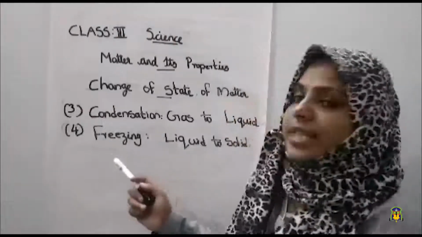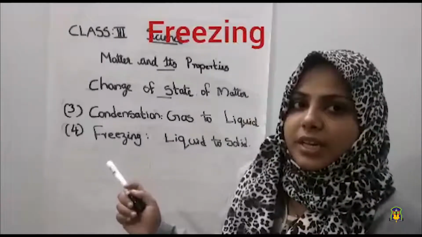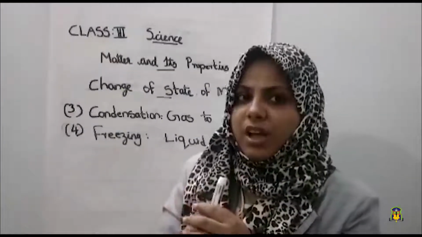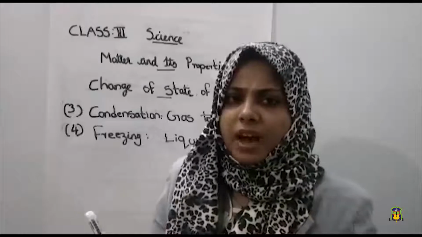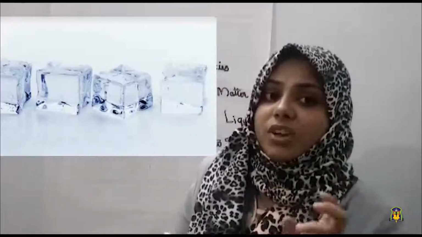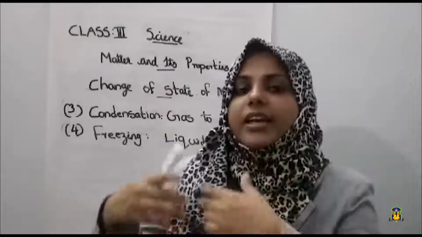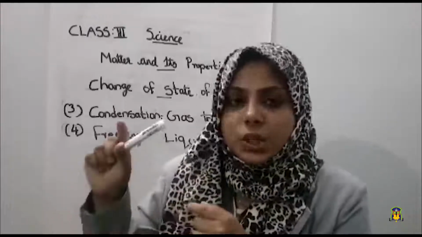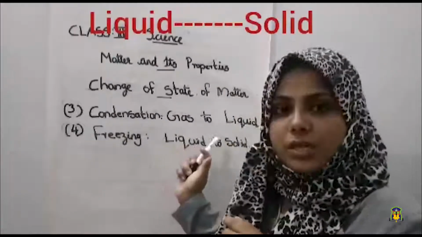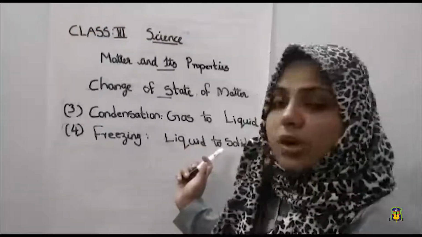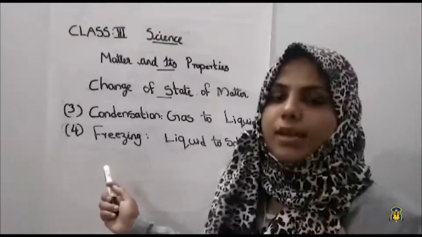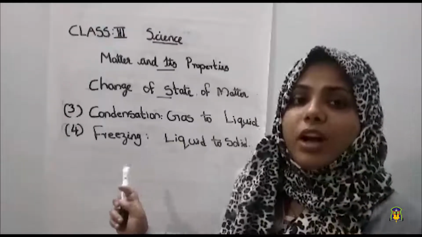The next process is freezing. If you fill water in an ice tray and put it in the refrigerator, after two or three hours, what happens? Yes, it becomes ice. First we fill the ice tray with water, which is in liquid state. Then it changes to ice, which is in solid state. So liquid changes to solid. That process is called freezing.